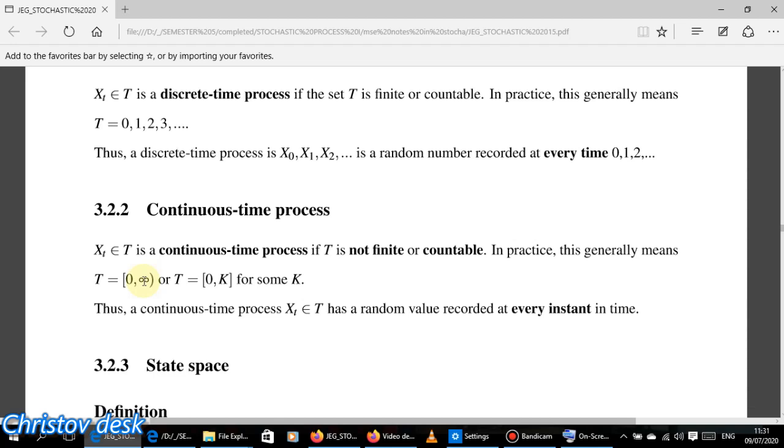Okay, so we say that that's a continuous time process, S(t), which is indexed by t, and has a random value recorded at every instant in time. Okay, so at every instant within this domain, the random variable is measured. So none of the instants are removed.